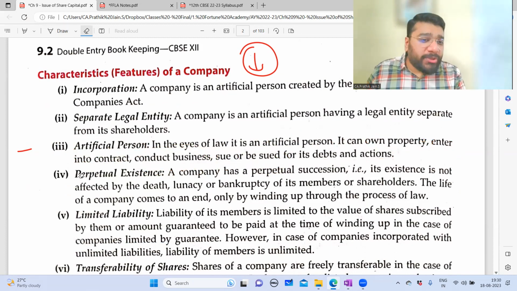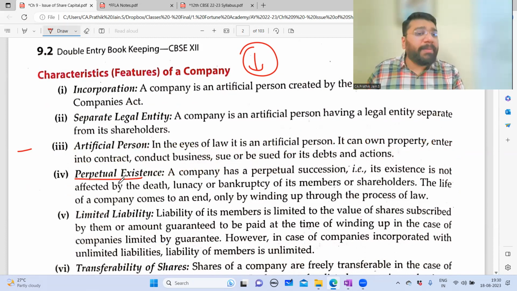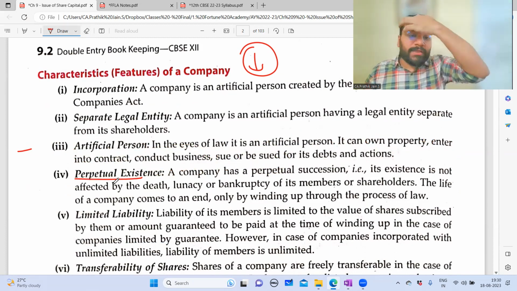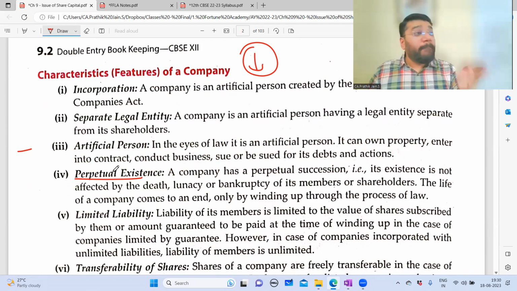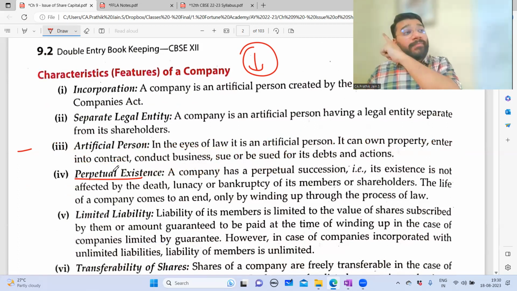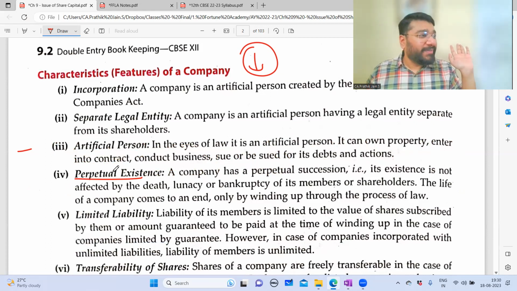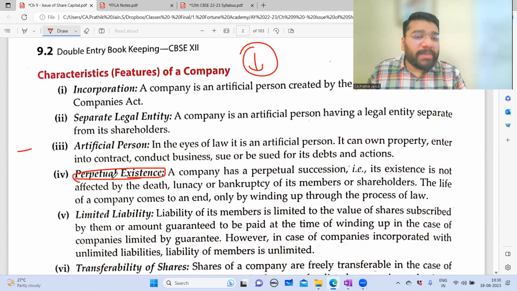Next, a very important point: perpetual succession. Mark this, very, very important. There's a standard dialogue for this, which I still remember from the CA that I learned. Members may come and go. Members means owners may come, may go. But the company goes on forever. This dialogue has come from the concept of perpetual succession.